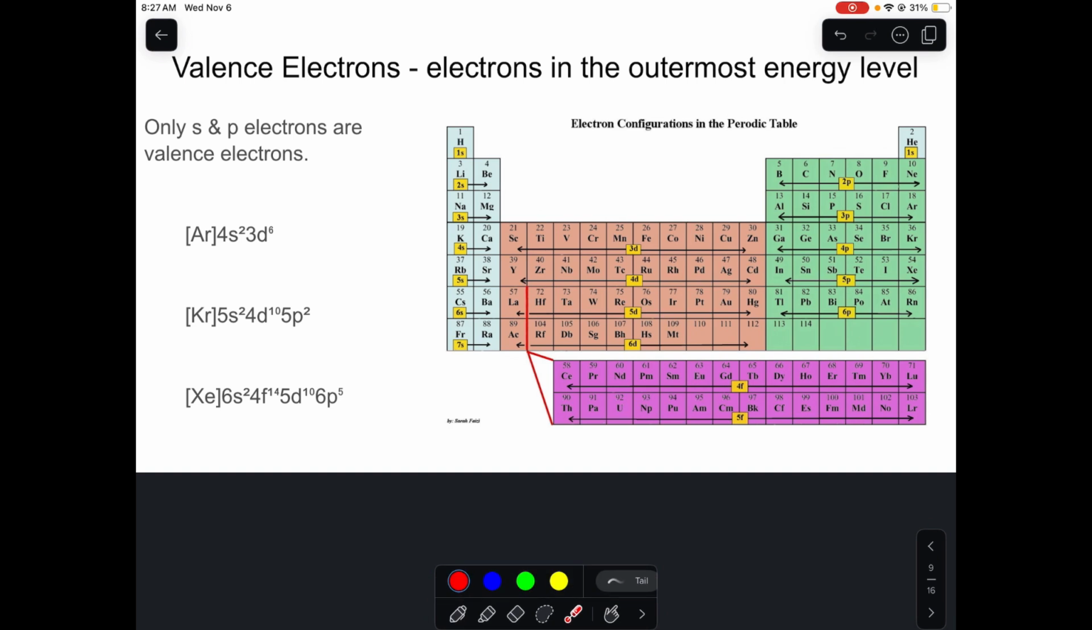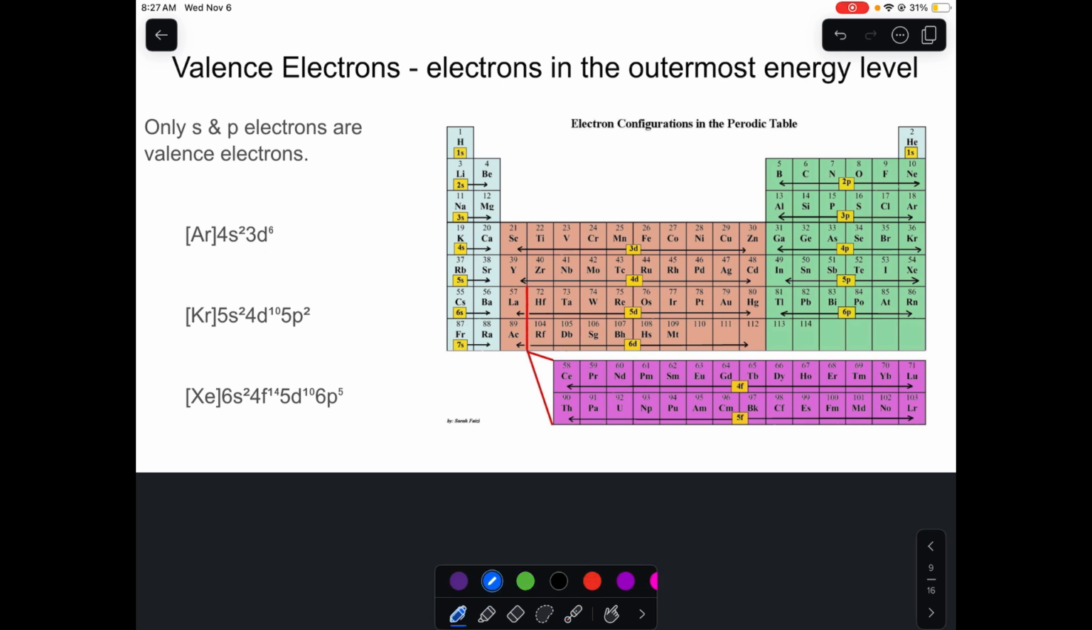Let's talk about valence electrons. Valence electrons are the electrons in the outermost energy level. They are the electrons we're primarily concerned about in chemistry because they're the electrons that take part in chemical reactions. So just know that only the S and the P electrons are valence electrons. That's because they are the ones that are going to be further away from the nucleus. Remember, the D drops down.